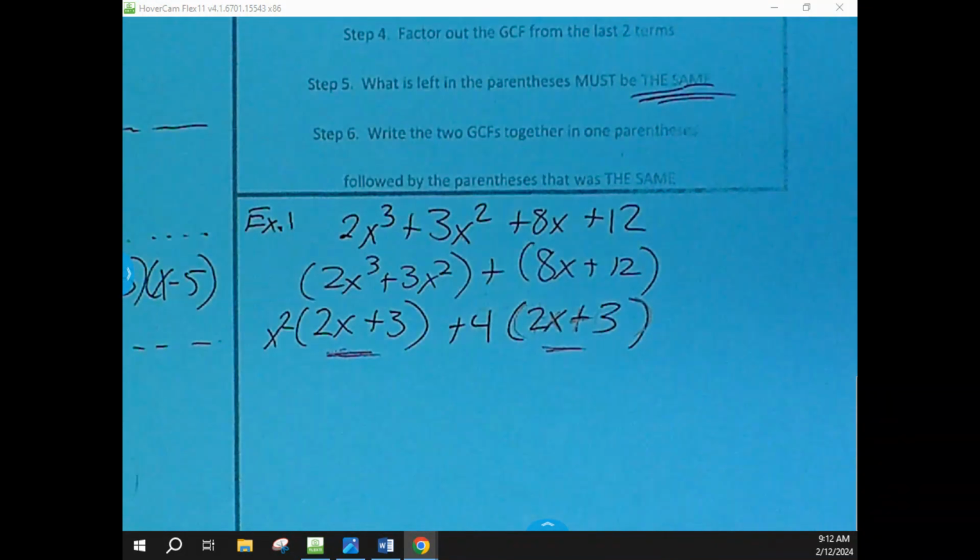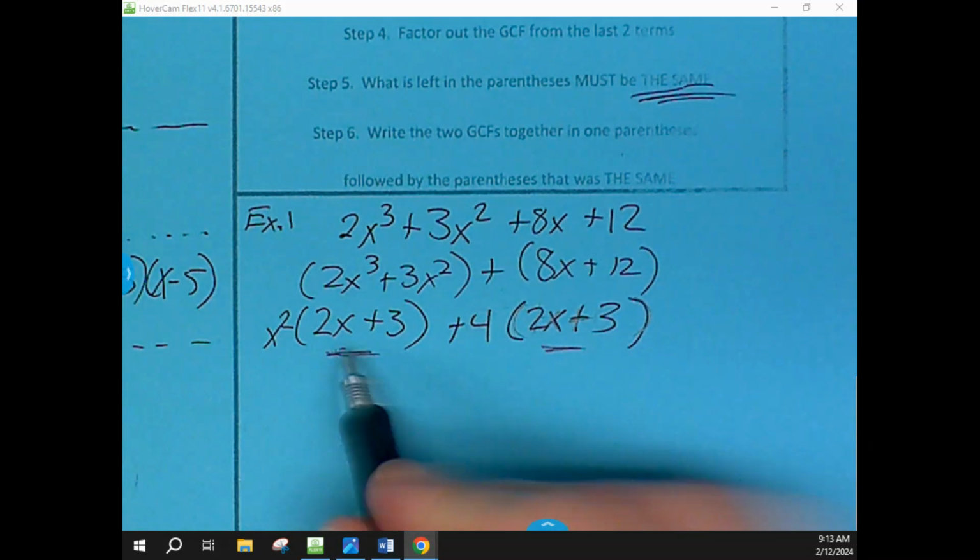Okay, so with 4 terms, the great thing is it's got a built-in check that if you take out the greatest common factors and the parentheses aren't the same, you know you did something wrong. So then you can go back and fix it. And you go, oh, okay, I just need to do this or something. And usually you can look at it and say, all right, I can figure it out because it's something easy. Now you've got the same thing in the parentheses.